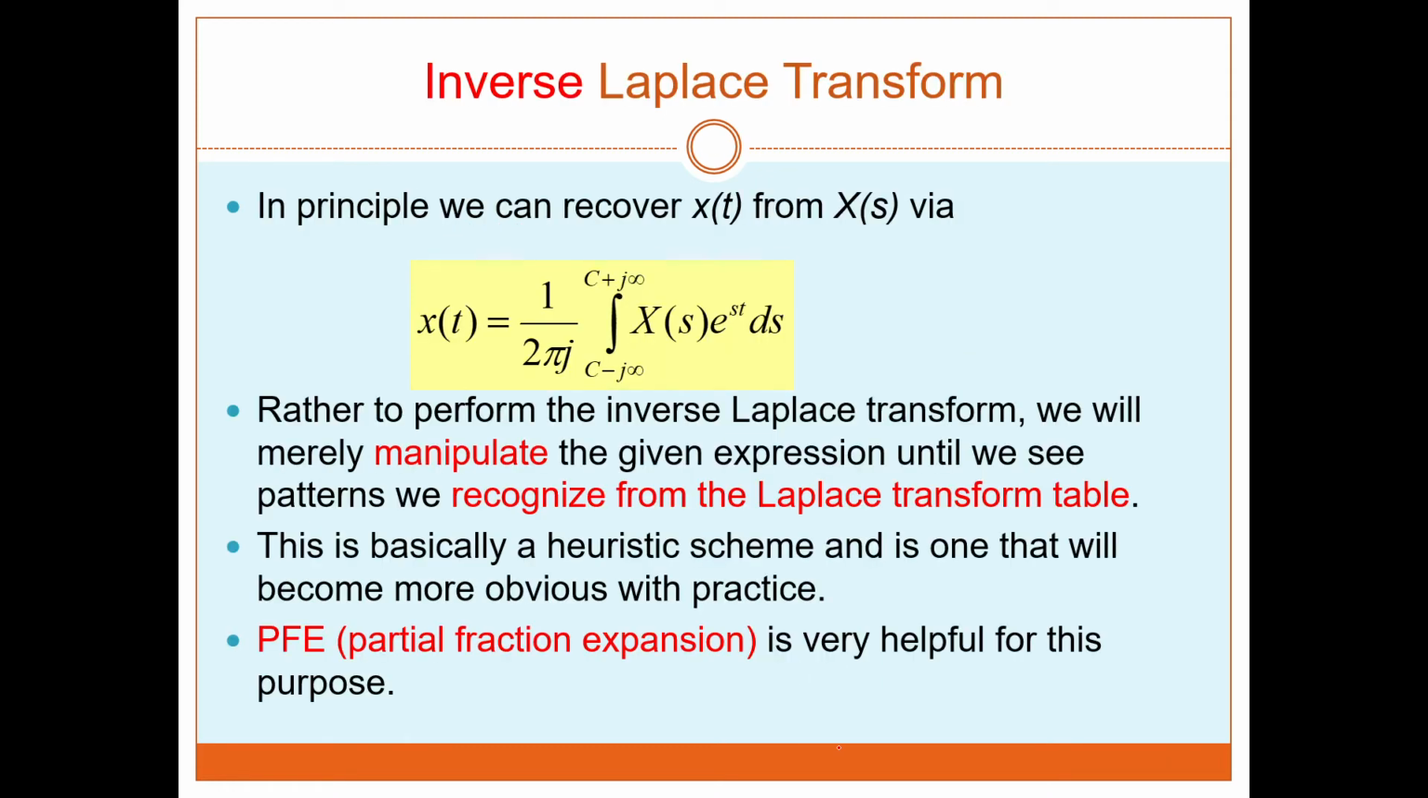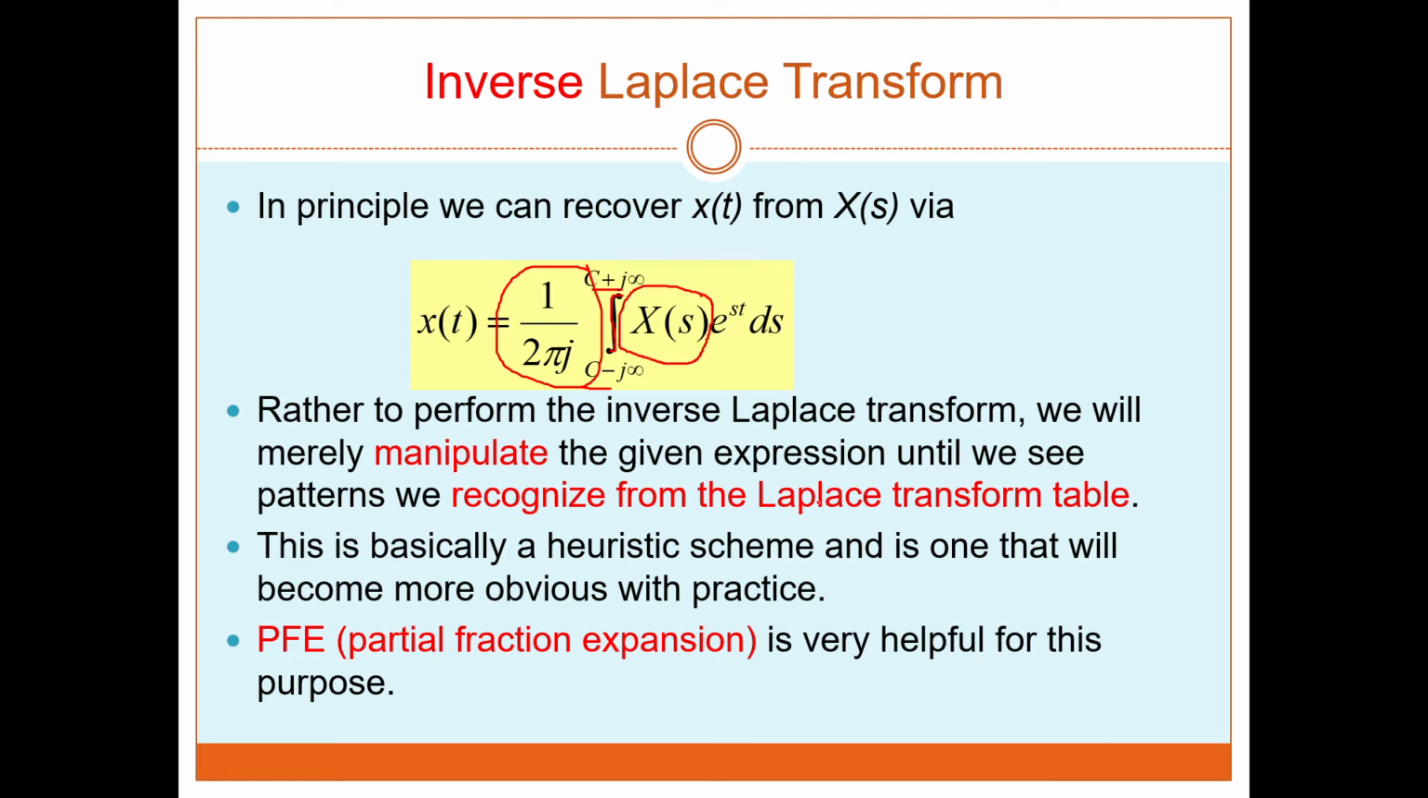Alright, so the next one is how to find the inverse Laplace transform. In principle, as I shared just now, we multiply the converted signal in the frequency domain by e to the st, and then we integrate over a certain region, divided by 2 pi j, that is multiplied by 1 over 2 pi j. So we can use this formula, or rather we use the table.